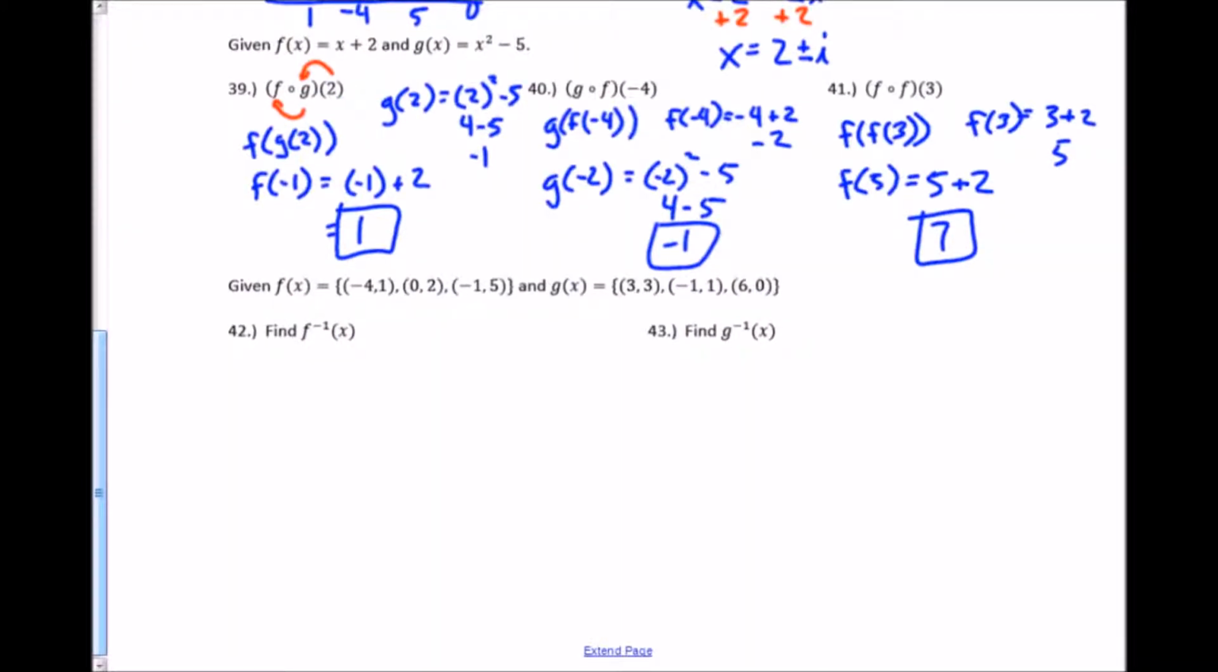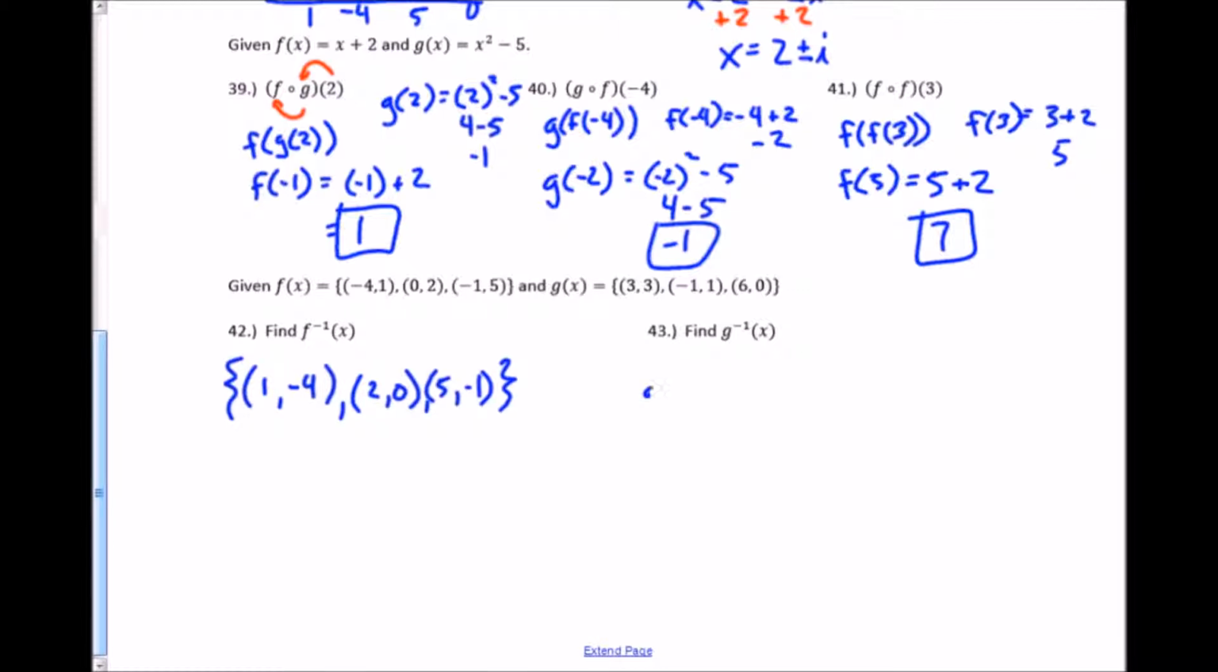If I look at something like this guy, I'm given a set of ordered pairs, and I want to find f to the negative 1 of x, which is really my way of saying the inverse of f of x. Remember, for the inverse, we just switch the ordered pairs. Instead of negative 4, 1, we do 1, negative 4. Instead of 0, 2, I do 2, 0. Instead of negative 1, 5, I do 5, negative 1. And that's it. That's my inverse.